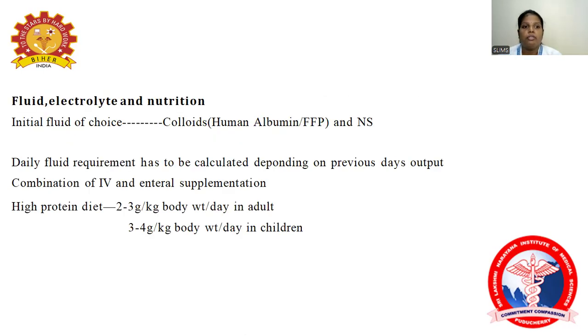Fluid, electrolyte and nutrition. Initial fluid choice will be colloids like human albumin and normal saline. Daily fluid requirement has to be calculated depending on the previous day's output. A combination of IV and enteral supplementation can be given. High protein diet, like 2 to 3 gram per kg body weight per day in adults and 3 to 4 gram per kg body weight per day in children. As you know, 200 gram protein is lost per day in erythroderma, mainly in psoriasis, followed by drug reaction and eczema.